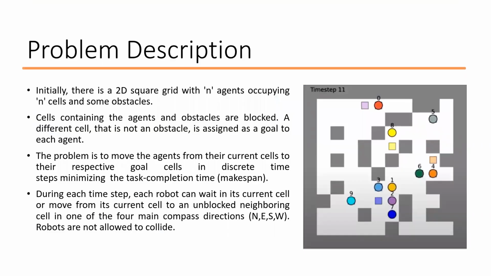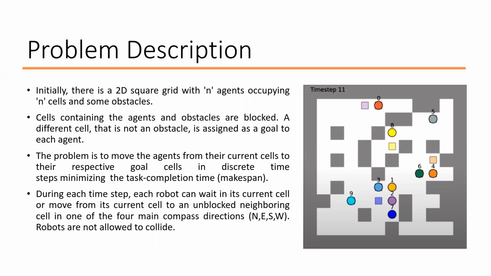So what is MAPF? The formal problem definition is below. Initially there's a 2D square grid with n agents occupying n cells, and there are also some obstacles in the environment. Cells containing the agents and obstacles are blocked, and a different cell that is not an obstacle is assigned as the goal for each agent. The problem is to move the agents from their current cells to their respective goal cells in discrete time steps, and we're trying to minimize the task completion time, which is also known as makespan.